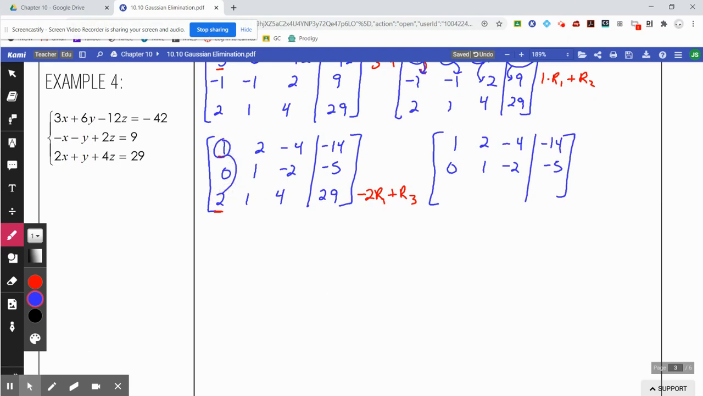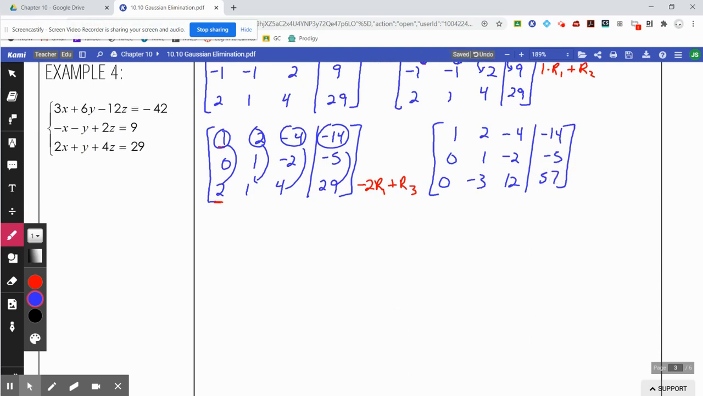Multiply by -2 and add it to this gives me 0. Multiply by -2 is -4. Add it to this is -3. Multiply by -2 is 8. Add it to 4 gives me 12. Multiply by -2 is 28. And 29 is 57.